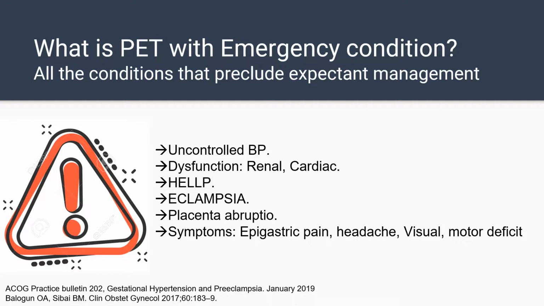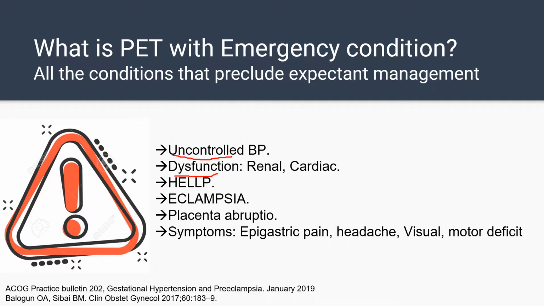Okay, so all of these conditions put the life of the mother in danger. So we need to finish the pregnancy to save the life of the mother, not to save the fetus. So here we don't care about the gestational age. If we are in front of one of these situations, we need to finish the pregnancy. Which are these situations? First, uncontrolled BP above 160 over 110, uncontrolled over a long period of time without the maximum doses of 2 combined antihypertensives.